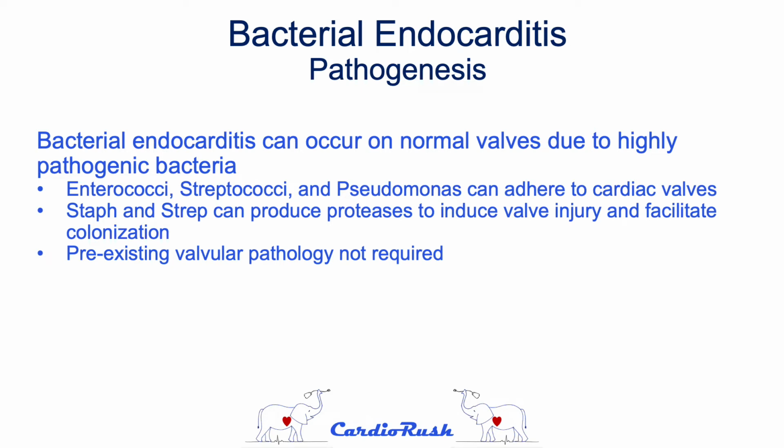Bacterial endocarditis can occur, and in dogs and cats probably most frequently occurs, on normal valves due to highly pathogenic bacteria. Certain bacteria, like Enterococcus and Streptococcus, can adhere to cardiac valves, and others can produce proteases that may lead to valve injury and facilitate colonization of the valve. Thus, pre-existing valvular pathology is not required, although in the dog, pre-existing subaortic stenosis does seem to be a predisposing factor for development of bacterial endocarditis.